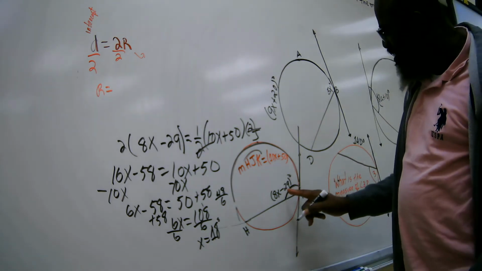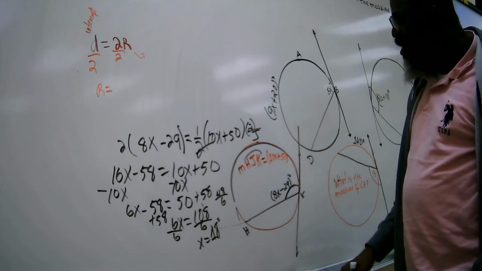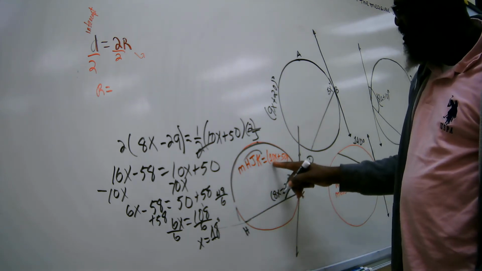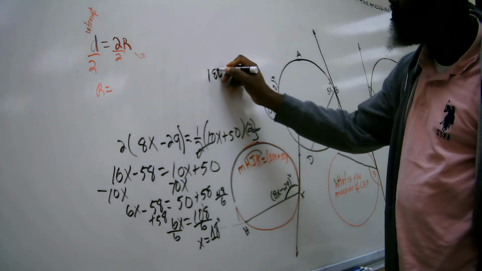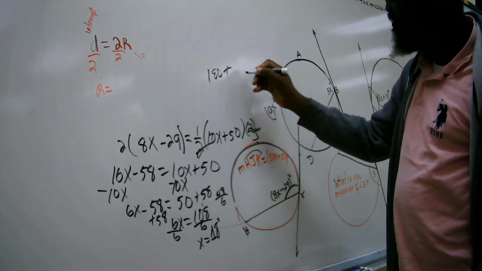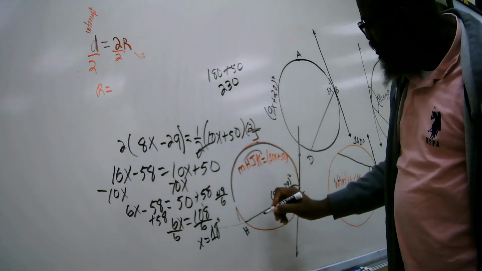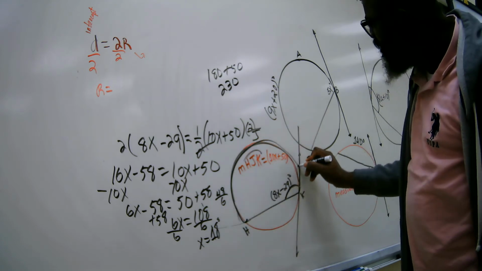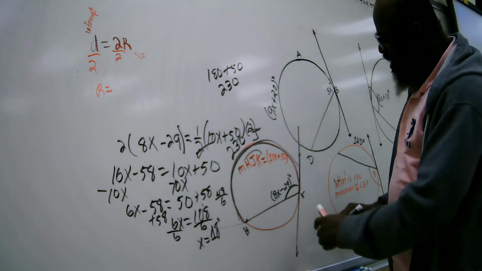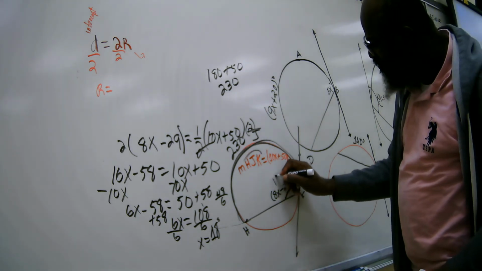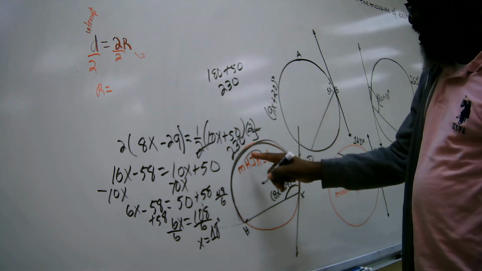Now, if you want to find this angle, you're going to take 8 times 18 minus 29. Or if you want to find this arc, it's easier to find that. That will be 18 times 10 is 180. 180 plus 50 is 230. The arc you form here is 230. Right? Now, if I want to find this angle, I'm going to take half of that. This will be about 115 degrees. Let's see if that checks out. Half of 230 is 115.